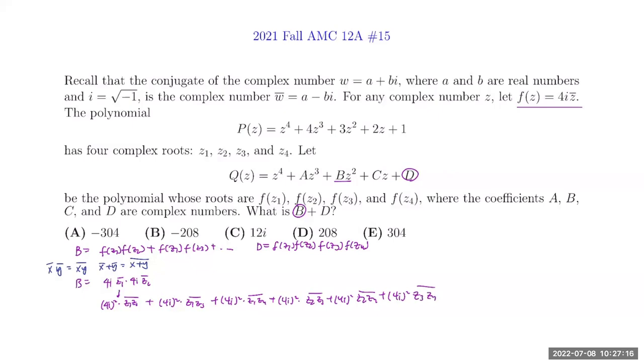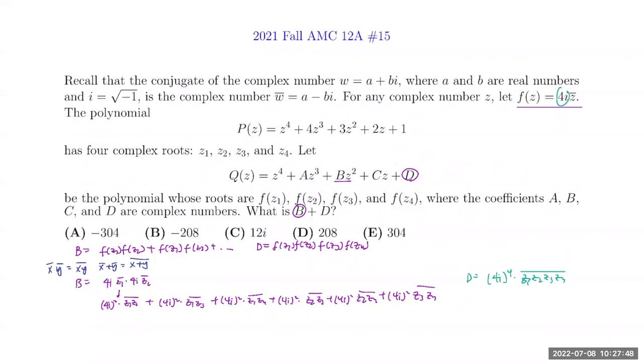And then let's look at what d is. d is going to be the product of all of these. Similar to b, we have 4i multiplied 4 times, so 4i to the fourth. And then we have a product of z sub 1, z sub 2, z sub 3, z sub 4's conjugates. But that is just equivalent to z sub 1, z sub 2, z sub 3, z sub 4 all multiplied together, taken the conjugate of. So that is our value of d.